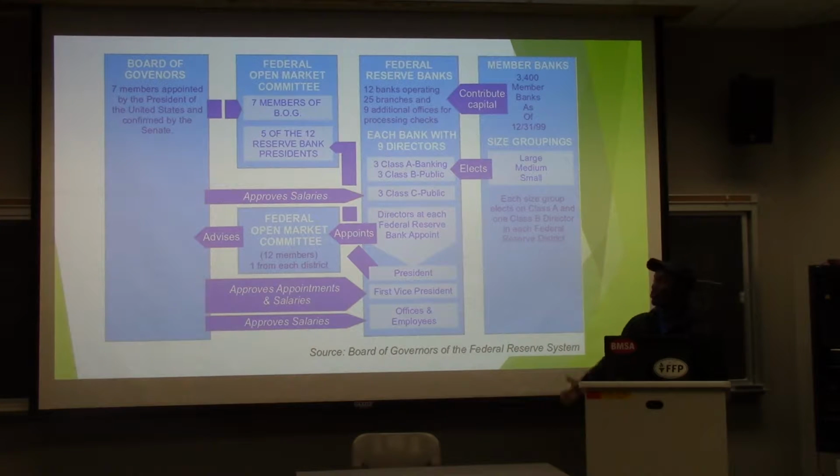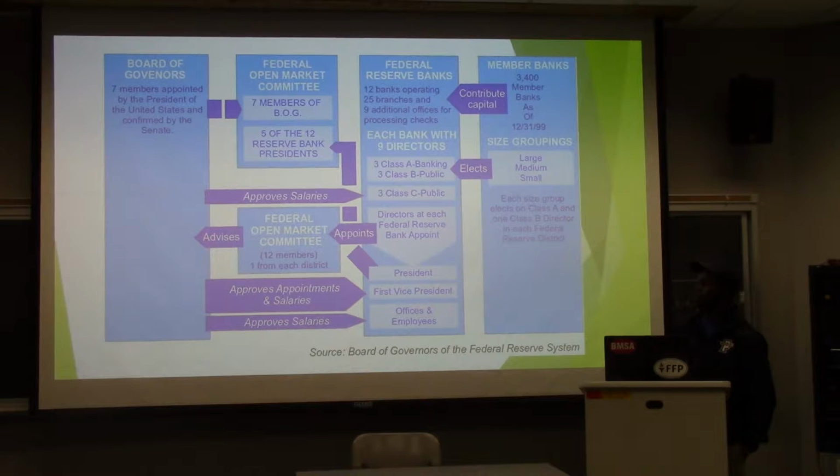This is just a picture of the structure of the Fed. We have the Board of Governors, the Federal Open Market Committee, the Federal Reserve Banks, and the member banks. We have had 3,400 member banks since 1999.